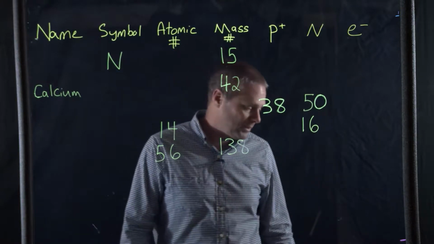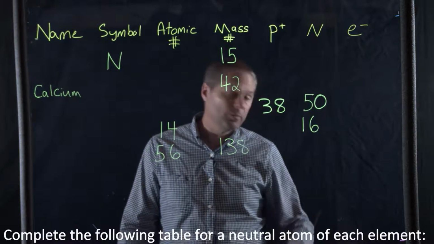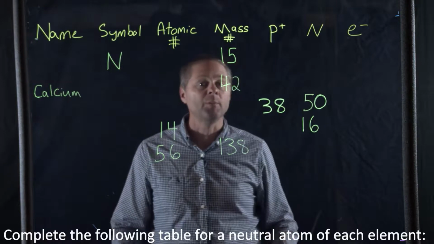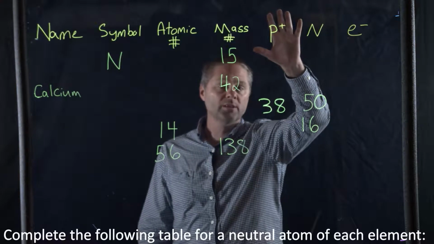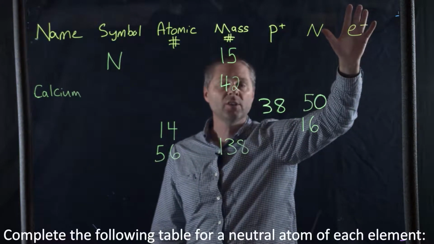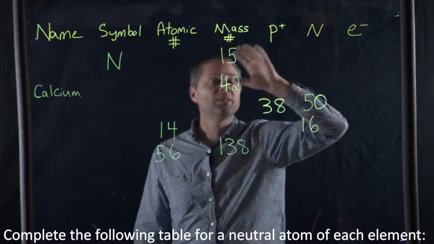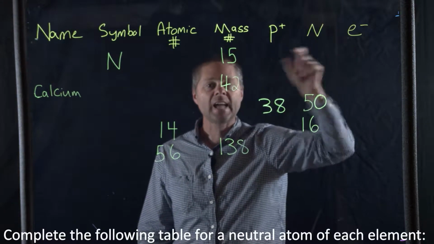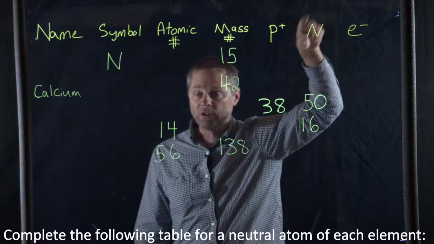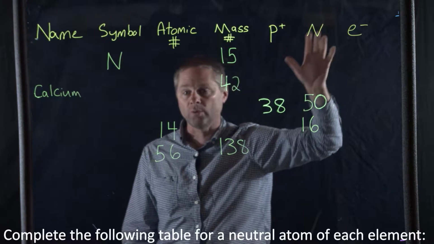So in this problem, what we want to do is complete the following table for a neutral atom of each element. The key term there is neutral atom. Recall that the protons are going to be positive, the electrons are going to be negative, and if it's a neutral atom, that means that the number of protons and the number of electrons has to be the same. Recall also that the neutrons are neutral.